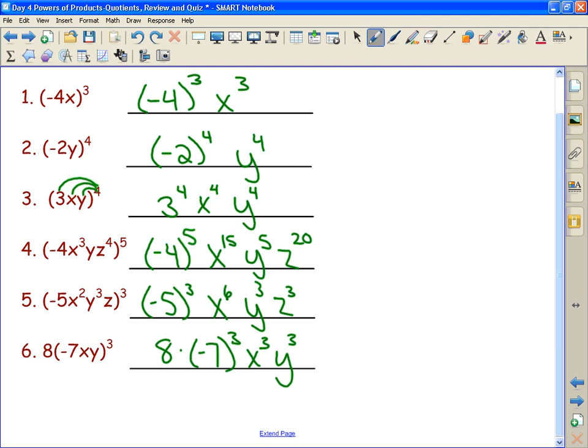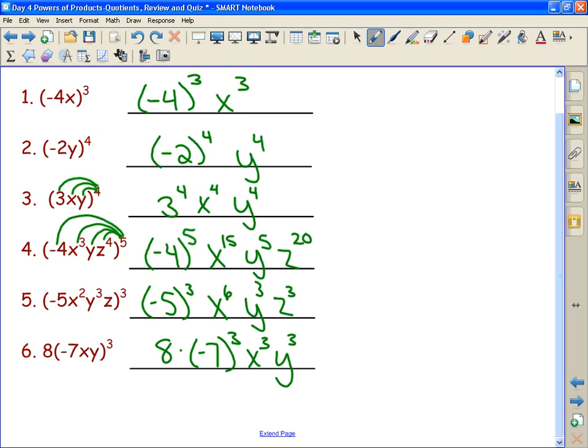Number 4 gets even a little more challenging. I have to take that 5 and put it on the -4 to get -4 to the fifth power. To put it on the x to the third, remember I have to multiply those exponents now, so I get x to the 15th. I have to put the 5 on the y, so that gives me y to the 5th. That is the one that most people overlook and forget to write down. And then we have z to the 4 times 5, so z to the 20th.